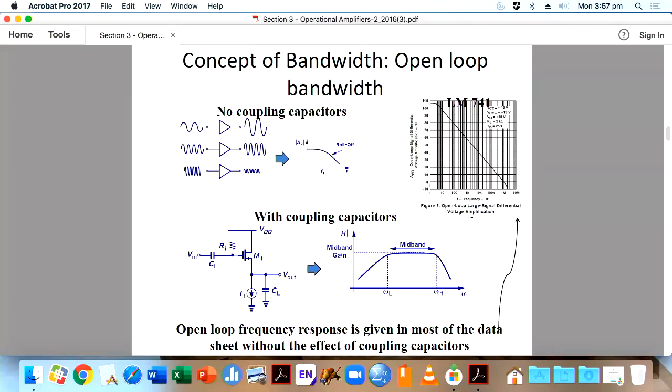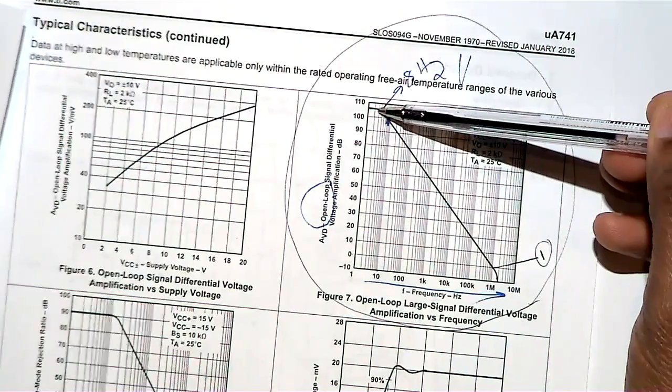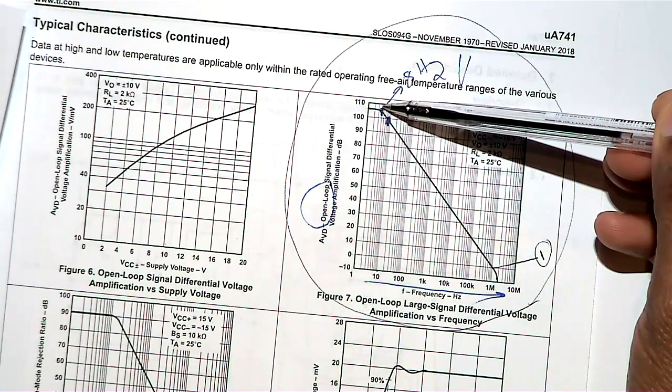Is omega 0 where the gain is constant or 3 dB? No, omega 0 is not 0 dB. When you come to the data sheet, omega 0 is the bandwidth without feedback. So here the omega 0 is somewhere here. It is not 3 dB.